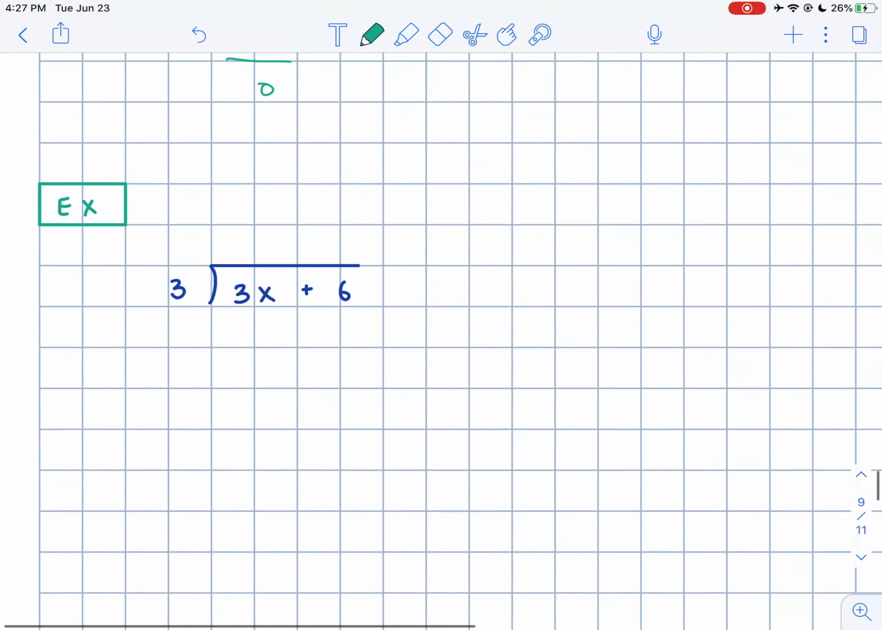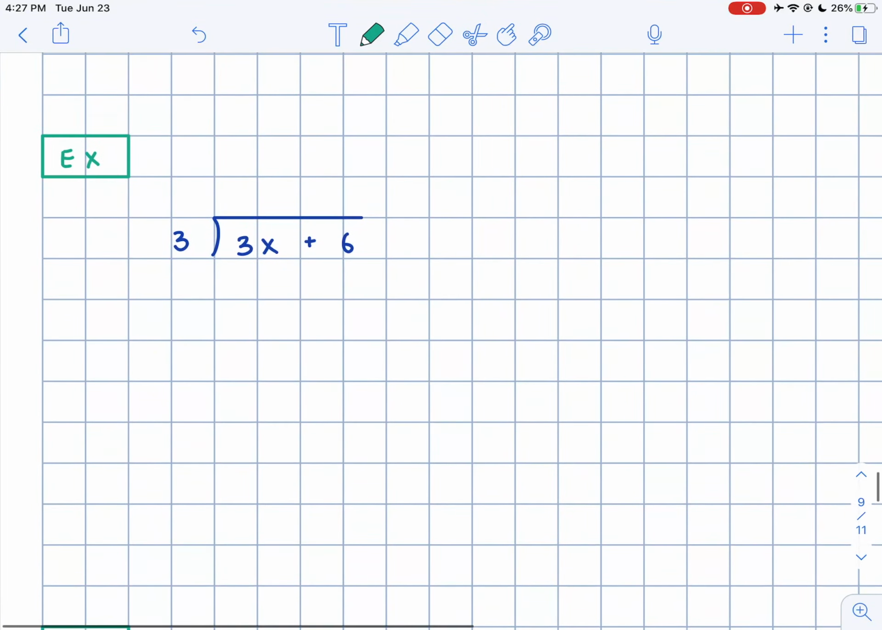Now let's move on to something more complicated. A binomial divided by 3. So first thing you want to make sure is that your polynomial is written in descending order, and we are in descending order because we go from a degree of 1, and remember this is a constant which has a degree of 0, so 1 to 0. And it's very important that you are in descending order. Okay, so now let's look at our first term.